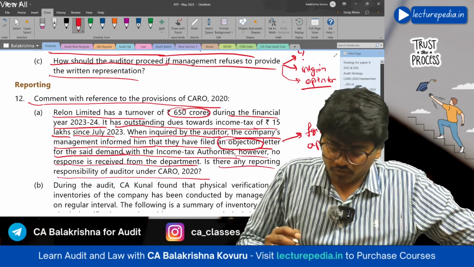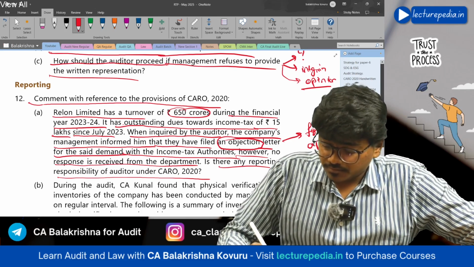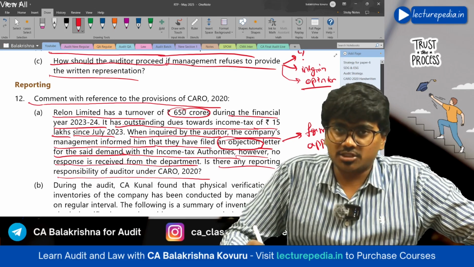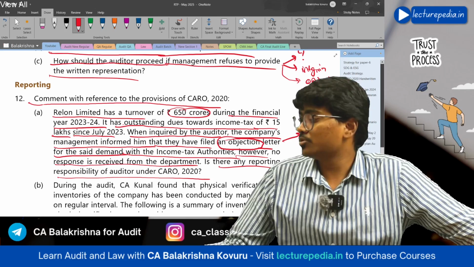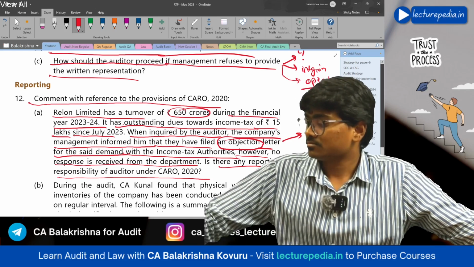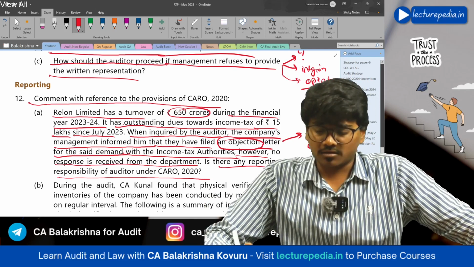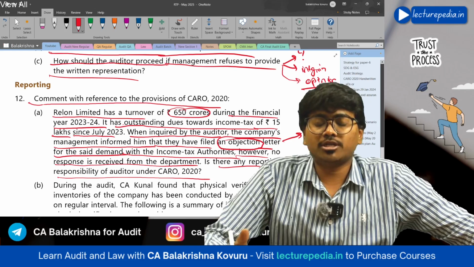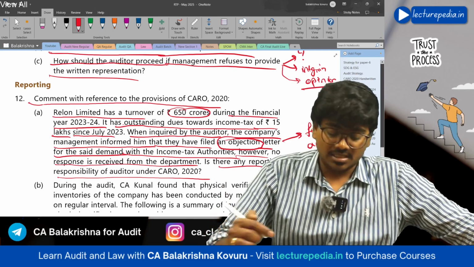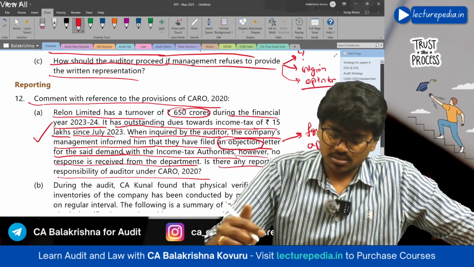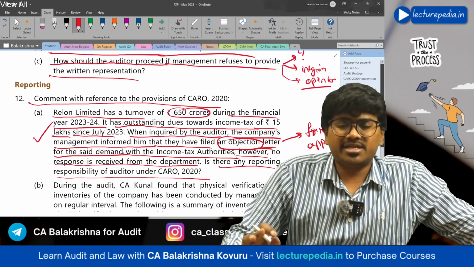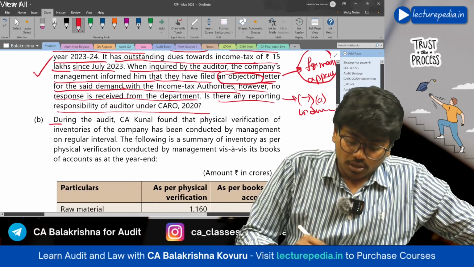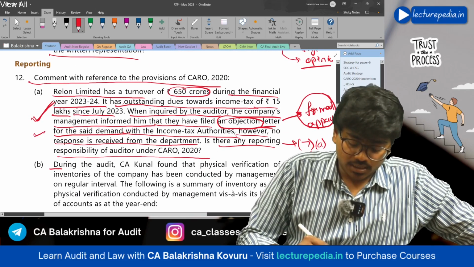Is there any reporting responsibility of the auditor under CARO 2020? Yes. Under clause 7, subclause A, you need to report undisputed statutory dues. If there is any outstanding amount of undisputed statutory dues for a period exceeding 6 months from the date they became due as on the balance sheet date, you need to report them in clause 7(a), and disputed statutory dues you will report in subclause B of clause 7. Here this will be an undisputed statutory due because just an objection letter is filed. It should not be treated as a dispute. If a formal appeal is filed, then it can be treated as a dispute. Hope that is clear. So the first point: reporting under clause 7 subclause A.